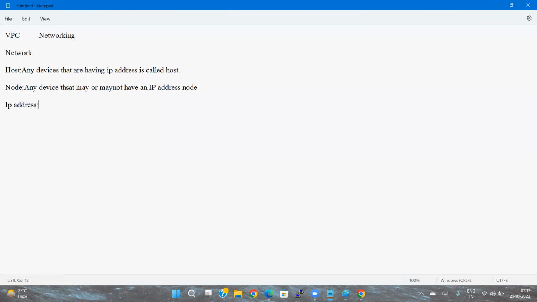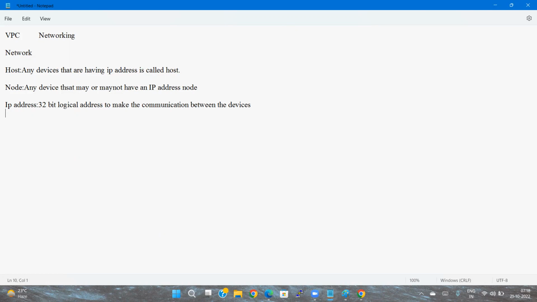What is meant by an IP address? An IP address is a logical address. It's a 32-bit logical address which is required to make the communication between the devices. So again, I'm repeating, it's a 32-bit logical address to make the communication between the devices. That is what I am saying.